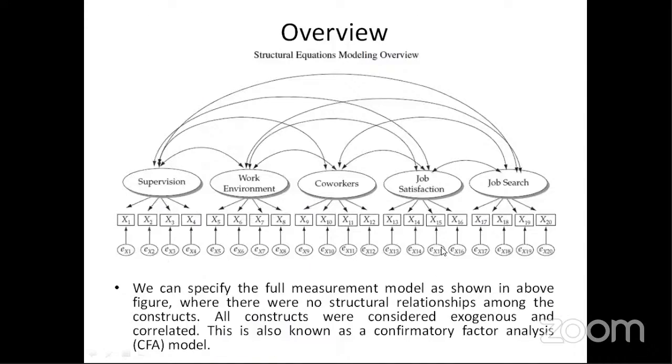So yesterday what you did was this part. This was the confirmatory factor analysis. There are no straight lines in this. There are no regressions in it. You are just trying to see that x1, x3, x4 are properly loaded on supervision. X5, x2, x8 are properly loaded on work environment. So you just checked it. There was no model testing in it.